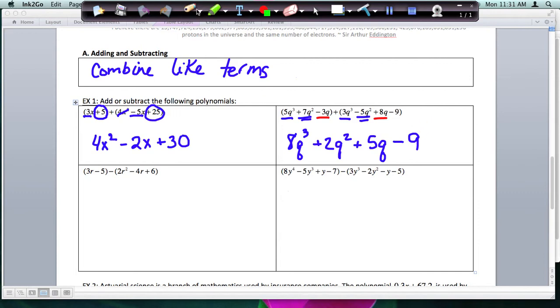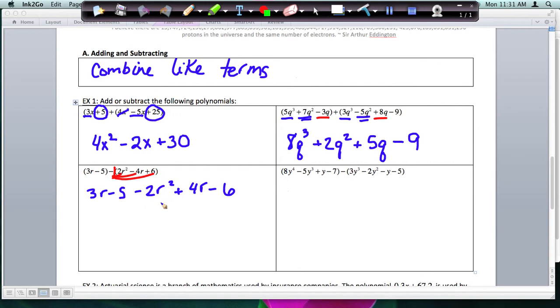Okay, the difference with subtraction, you're going to do the same thing, combine like terms, but you want to distribute this negative through the parentheses first. Remember, this is considered a negative 1. I want to multiply everything inside the parentheses by negative 1, or basically change the signs of everything before I try and combine. So this would be 3r minus 5 minus 2r squared, then positive 4r minus 6. So I changed the signs of everything inside the parentheses.